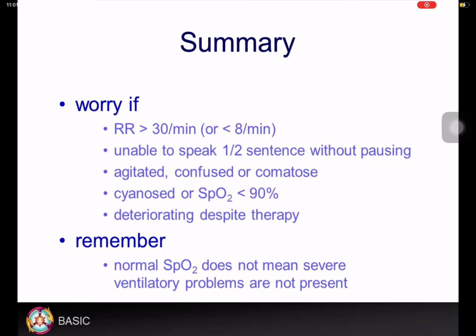In practical terms, worry if the respiratory rate is more than 30 or less than 8, if the patient is unable to speak half a sentence without pausing, is agitated, confused, or comatose, is cyanosed, or has a saturation of less than 90, or is deteriorating despite therapy. And remember that a normal saturation does not mean that severe ventilatory problems are not present.